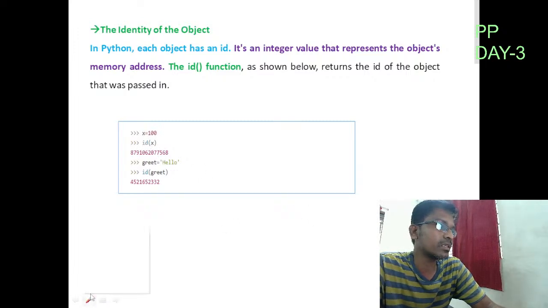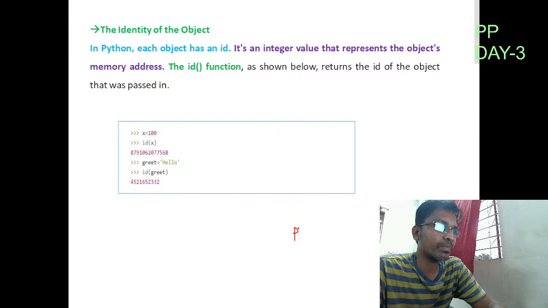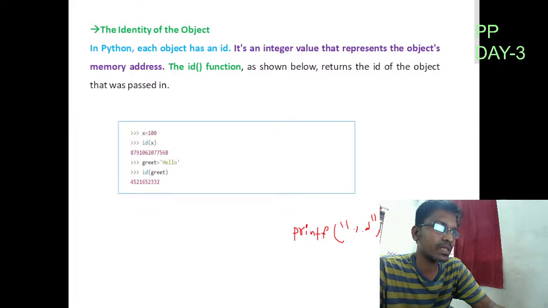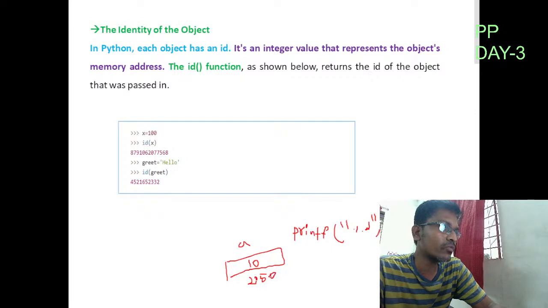Whereas in C programming, for printing the address of the variable, you have to use the printf function, followed by percent d, followed by a comma, let us take address of a. Then it will display where the value is stored in the memory location. For example, let us assume that a value is 10, and it is stored in memory, and it has some address. Let us assume that it is the 2050 memory address.